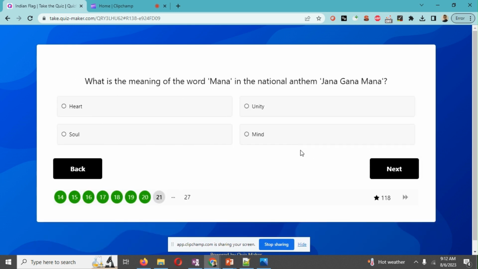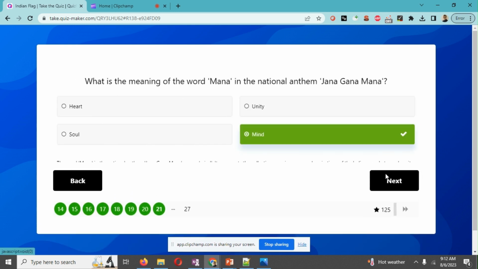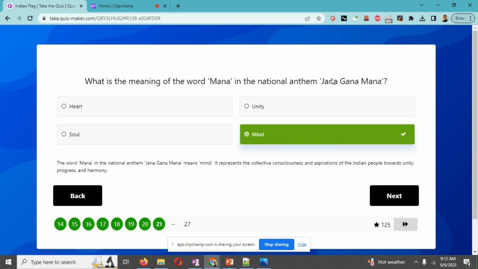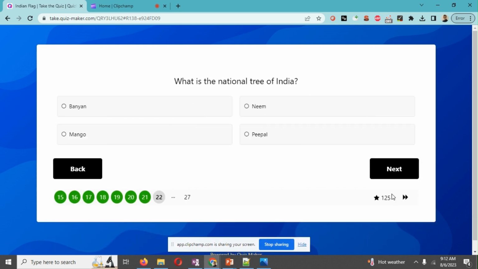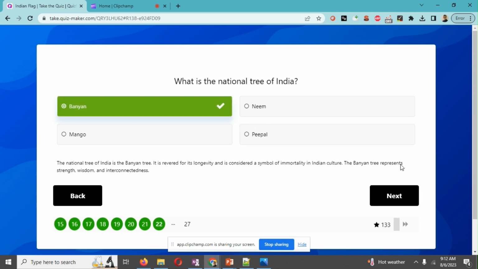What is the meaning of this? It is mind. We just talked about it. In the national anthem Jan Gan Man, what is the meaning of Man? It is mind. What is the national tree of India? The banyan tree. The banyan tree is the national tree of India, not the neem tree, mango, or peepal. Always, guys, the banyan tree is the correct answer.